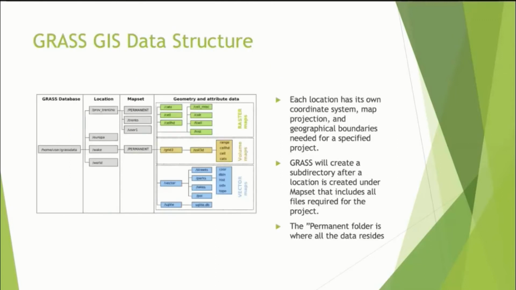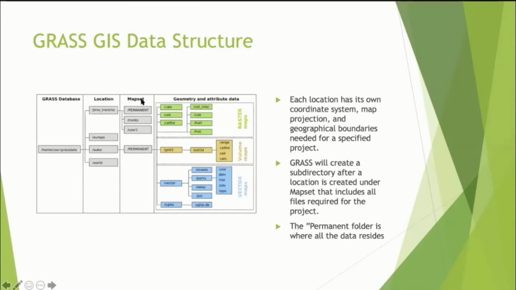So now we're going to get into how GRASS produces its data that we're going to work with. It's important to know that each location has its own coordinate system, map projection, and geographic boundaries needed for a specific project. And then from this, GRASS will create a subdirectory after a location is created under map set here.